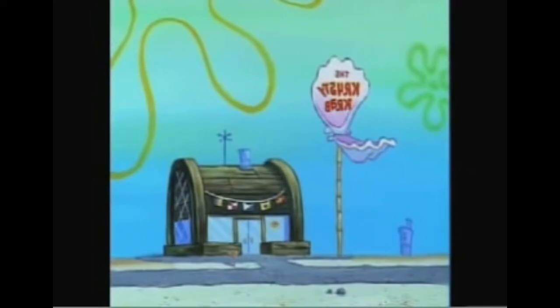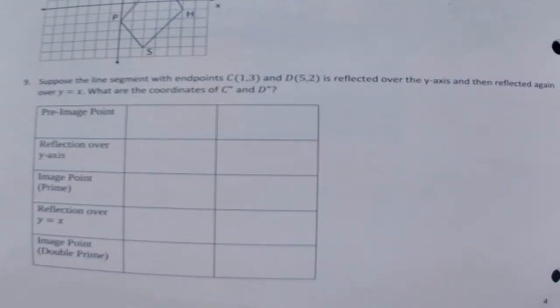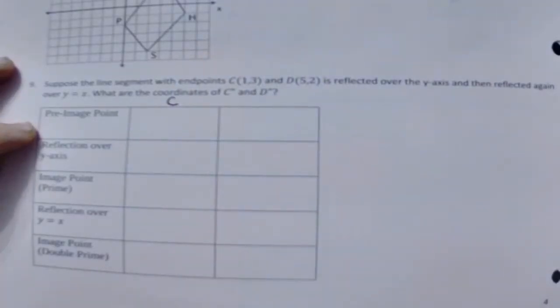Okay, so number 9 says suppose the line segment with endpoints C at 1, 3, D at 5, 2 is reflected over the y-axis and then reflected again over y equals x. What are the coordinates of C double prime and D double prime? So it's going to do two different reflections. So I'm only going to show you C. I'm going to want you to do D yourself.